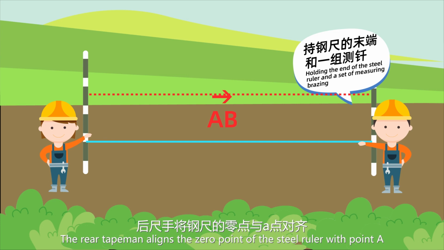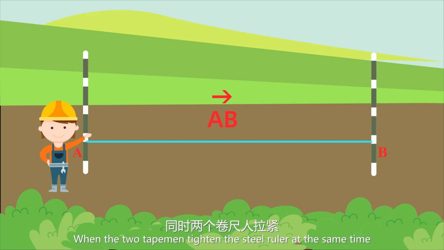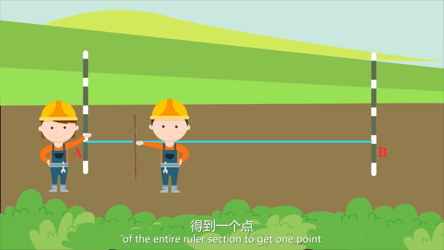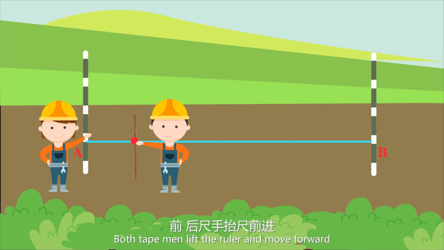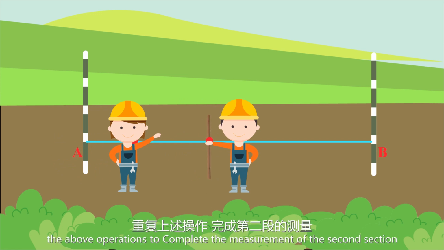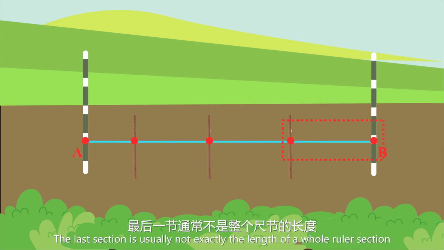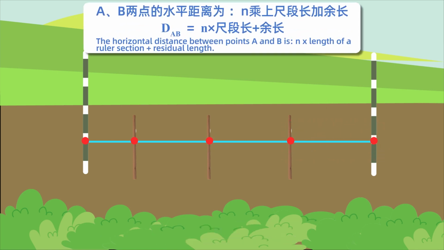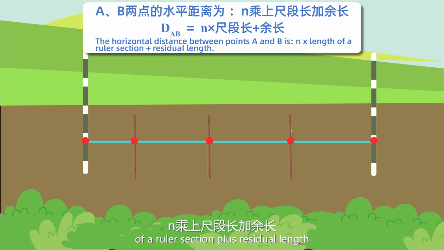The rear tape man aligns the 0 point of the steel ruler with point A. When the 2 tape men tighten the steel ruler at the same time, the front tape man inserts a marking pin vertically into the dividing line of the entire ruler section to get 1 point, and thus the measurement of 1 ruler section is complete. Both tape men lift the ruler and move forward. The rear tape man stops at the insertion point and repeats the above operations to complete the measurement of the second section. The last section is usually not exactly the length of a whole ruler section. It is called the residual length. The horizontal distance between points A and B is n times the length of a ruler section plus the residual length.